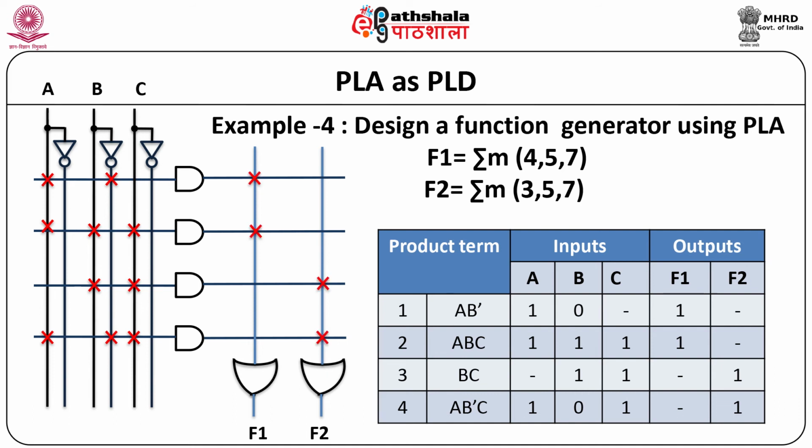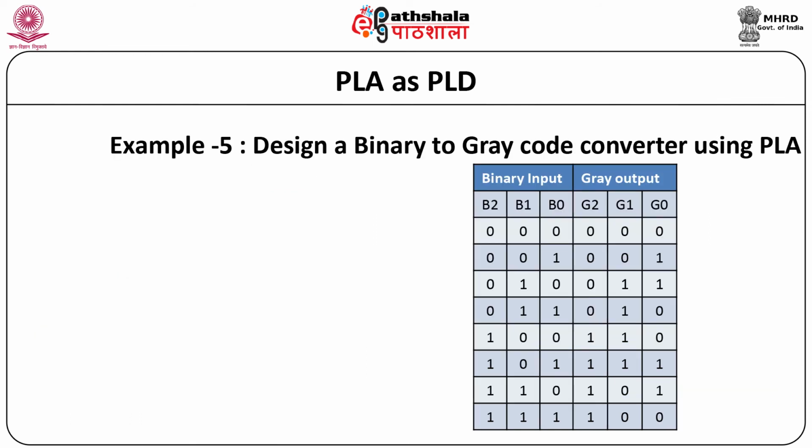Let us now program OR matrix. For generating F1, the crosslink is put on first 2 product terms. Further, 2 crosslinks are placed for 2 product terms to generate F2. Let us consider fifth example, design a binary to gray code converter using PLA.